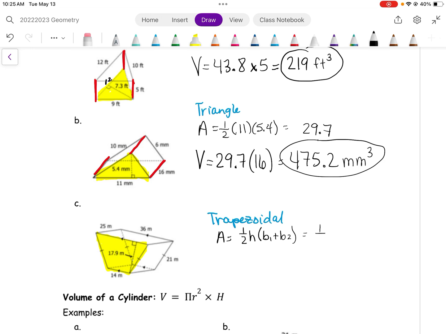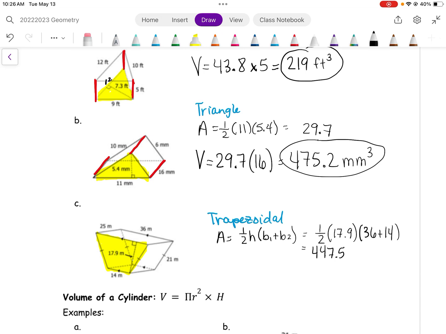So I am only looking at the highlighted part of my figure, the trapezoid. The height of the trapezoid is that dotted line, which is 17.9. The bases of my trapezoid are the two parallel sides, the top and bottom side of my trapezoid, which happen to be 36 and 14. This is going to find the area of that trapezoid for me. So let's do that. I'm going to do 36 plus 14, times 17.9, and then I'm going to divide it by 2. 447.5. There's the area of my trapezoid.